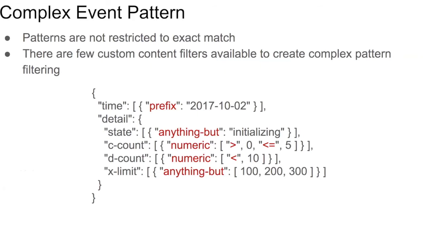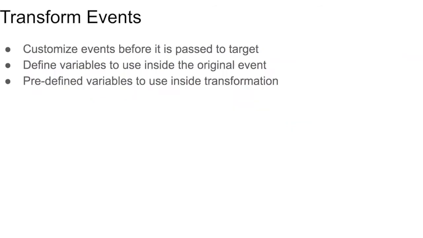So you can do based on the prefix. So time, which is a fixed pre-defined value, you can actually prefix on that as well. State anything-but, you can do the negation as well here. Numeric greater, less than, and anything-but. So if you want to actually eliminate certain values and accept everything else, these kinds of complex patterns you can put inside the event pattern and filter accordingly. So it is not just string equalizations, it supports many other forms as well.